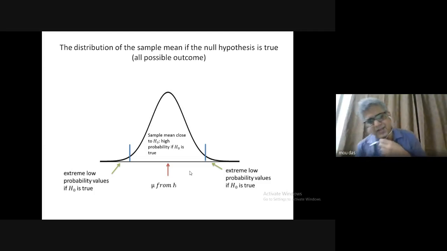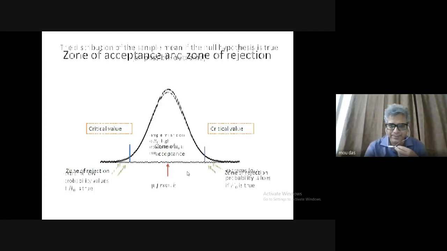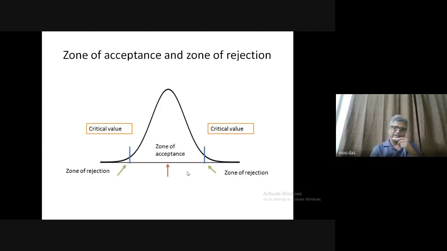So what we do is that we set limits. We say that these blue lines are the critical value. Any value that is beyond this critical value, we won't accept the null hypothesis. We say no, this sample then represents another population, or it represents something else, not the population we are talking about.